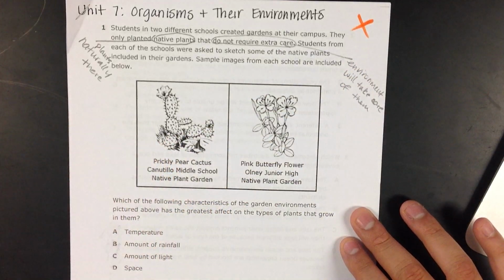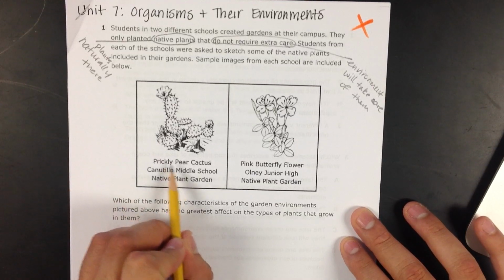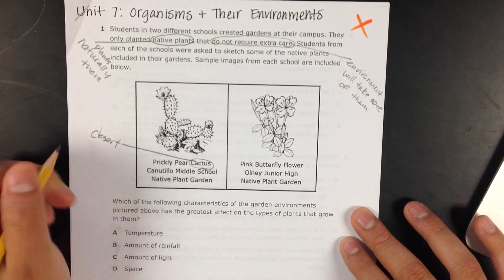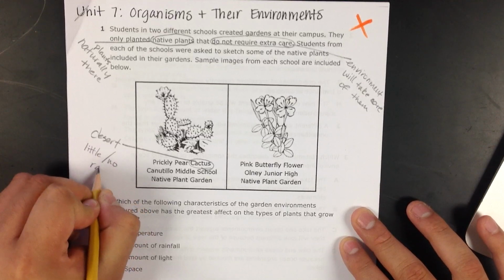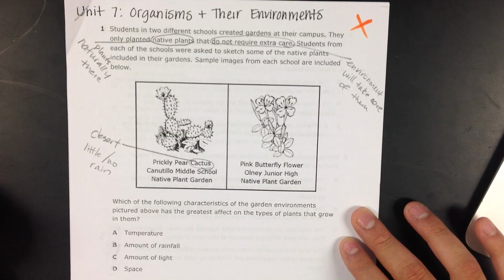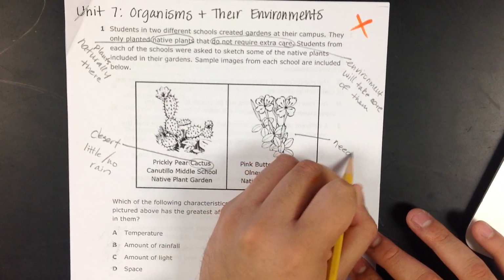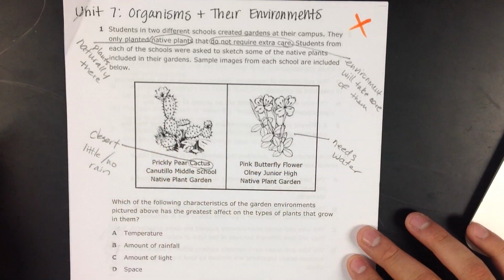Students from each school were asked to sketch some of the native plants included in their gardens. Sample images from each school are included below. Prickly pear cactus. Ooh, cactus should remind you of a desert. Little to no rain. Okay. The pink butterfly flower. Okay, so it's a flowering plant. It needs water. Okay, especially more water than the cactus.